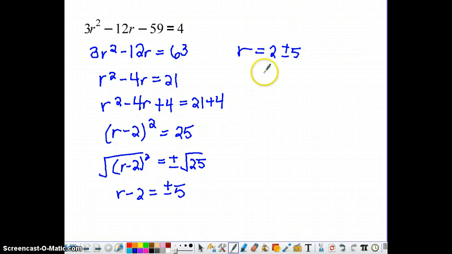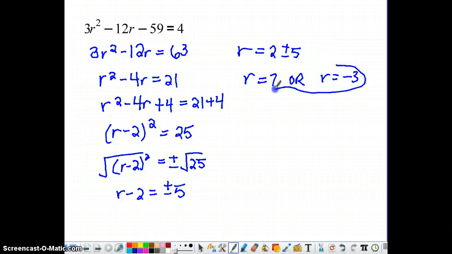And on the last problem, we stopped at that step. But rather than stopping at this step, we want to take 2 plus 5 and 2 minus 5. So 2 plus 5 is 7. Or the other answer is 2 minus 5, which is negative 3. So that would be our entire answer right there.